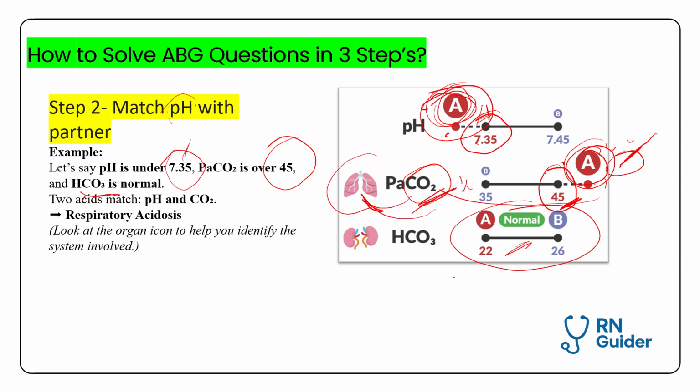Why is carbon dioxide related to lungs? Lungs are related to the respiratory system. So according to the example, what will be the diagnosis? Respiratory acidosis. Respiratory acidosis. I hope all of us understood step 2.